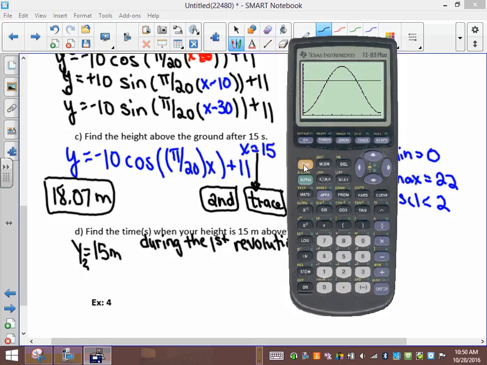So you're going to get two answers. You're going to go second, trace, 5. Then enter, enter, enter. It's going to get you one of them. So 12.62 seconds. And then second, trace, 5, move over, drop down. I'm going to push that one. 27.38.